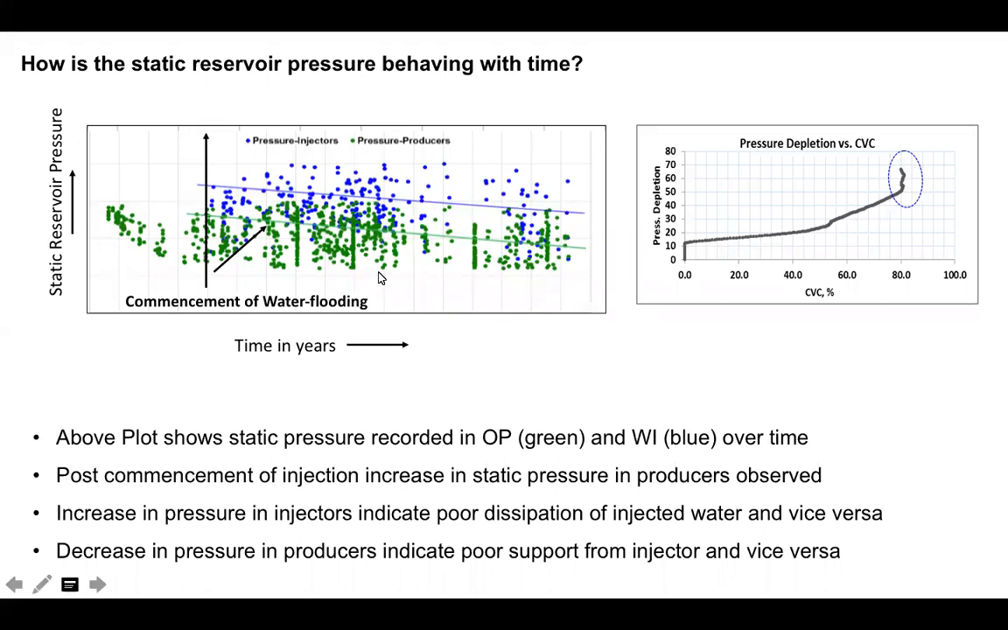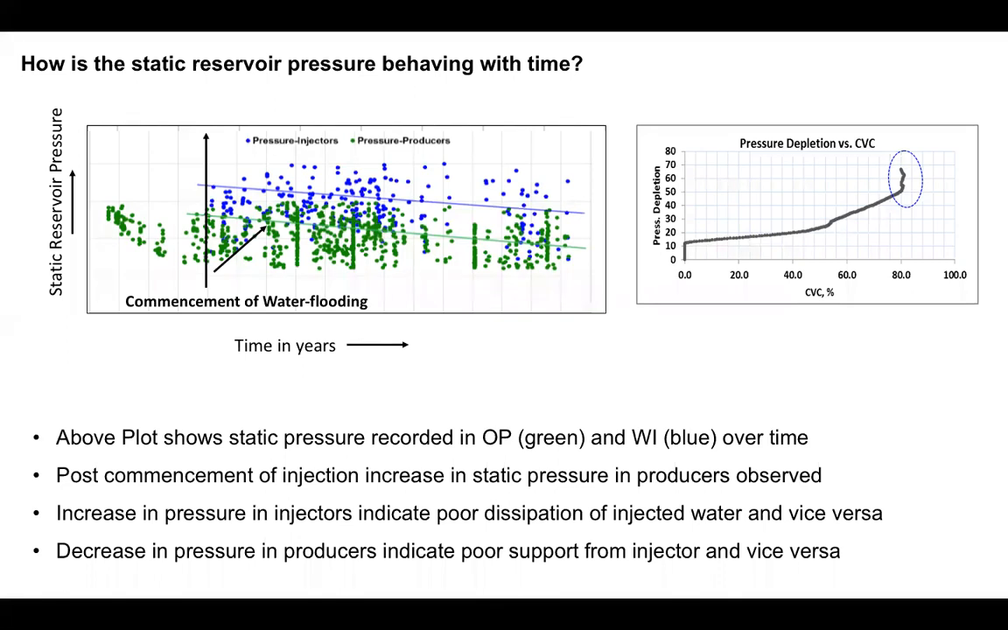But what problems happen with the field? Let's see. With time, the pressure started falling, and the blue dots and the green dots now have more gap between them. Why this happens is because with time, the dissipation around your injector reduces.